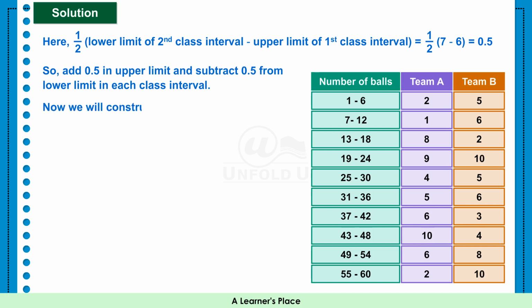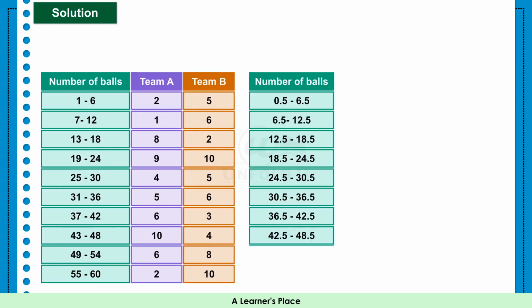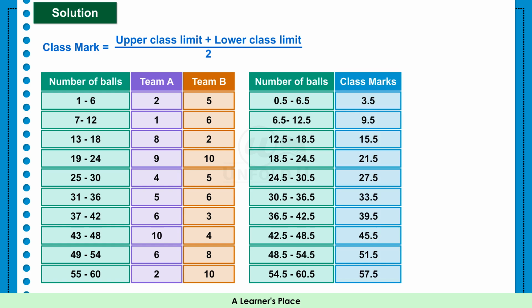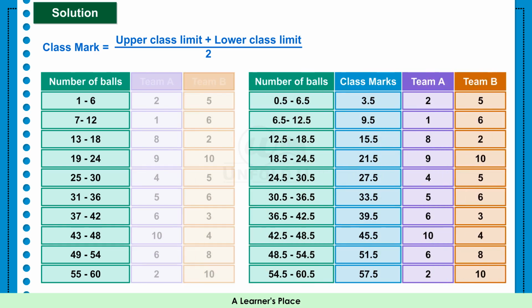Now, we will construct a new table. In the first column, write the continuous class intervals. Now, calculate the class mark for each class interval. Write these class marks in the second column. In the third column, write the runs scored by Team A, and in the fourth column, write the runs scored by Team B.